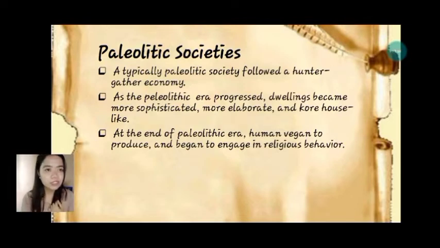At the end of the Paleolithic era, humans began to produce art and began to engage in religious behavior. So, humans began to produce artwork. Example nito ay may mga cave paintings, rock art, and jewelry. And they began to engage in religious behavior such as burial and the ritual systems that they have.